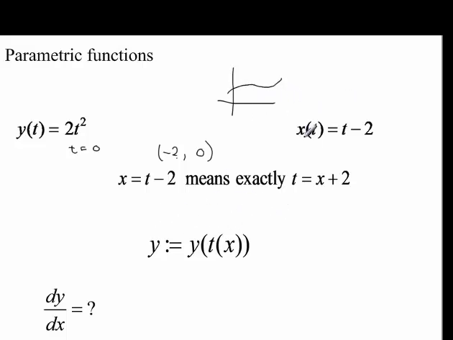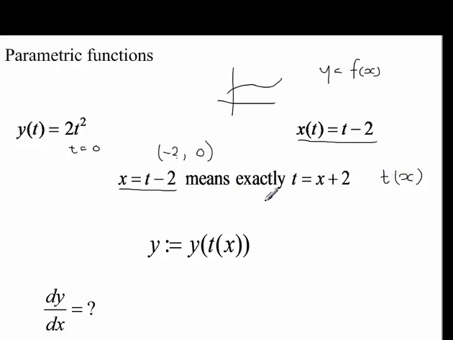Now notice that we have x as a function of t here, and y is actually a function of x, and we're looking for the derivative dy/dx. How can we calculate that? Let's try to understand the following. In this expression, we get that x is equal to t minus 2, and that means exactly that t is equal to x plus 2. So here I've managed to express t as a function of x.